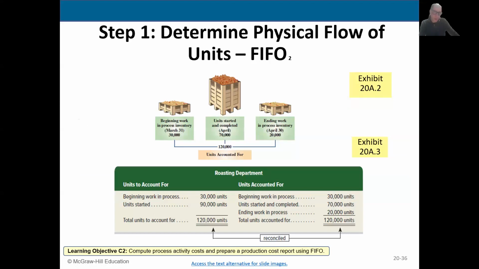So following the same process, step one, follow the physical flow of units, beginning work in process, plus units started and completed during the month, that's 120,000. Oh, I'm sorry, yeah, plus the ending work in process, so altogether 120. Units started and completed is 70, beginning work in process plus ending work in process is 20, giving us 120.